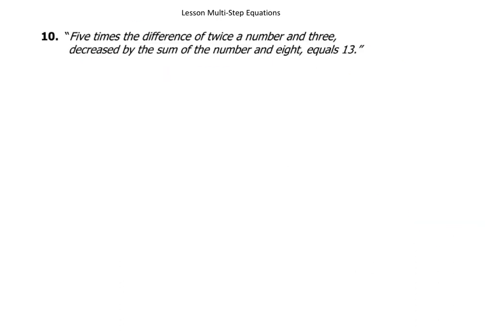Okay, this is a fun problem. We get to translate it from words and then make the math problem and then solve it. So breaking this into parts, we have 5 times the difference of. Okay, the difference of means we're going to start having parentheses. And what's going to go in the parentheses is twice a number and 3. And that's where it would close.